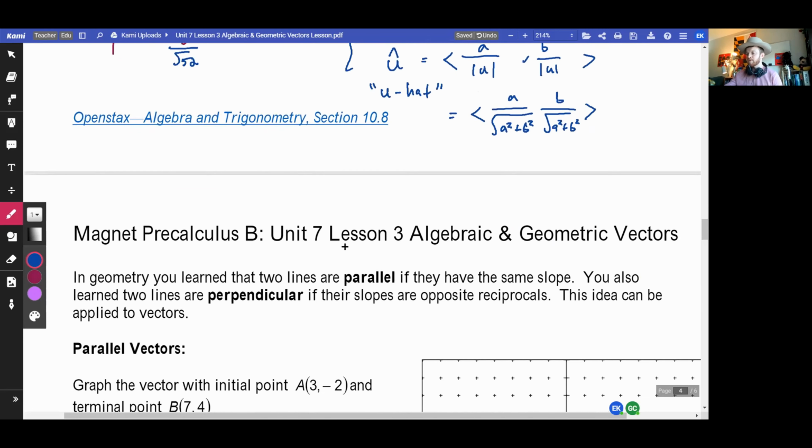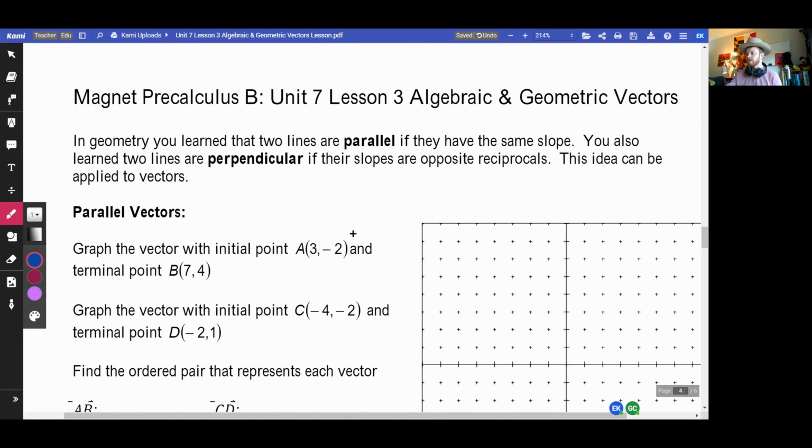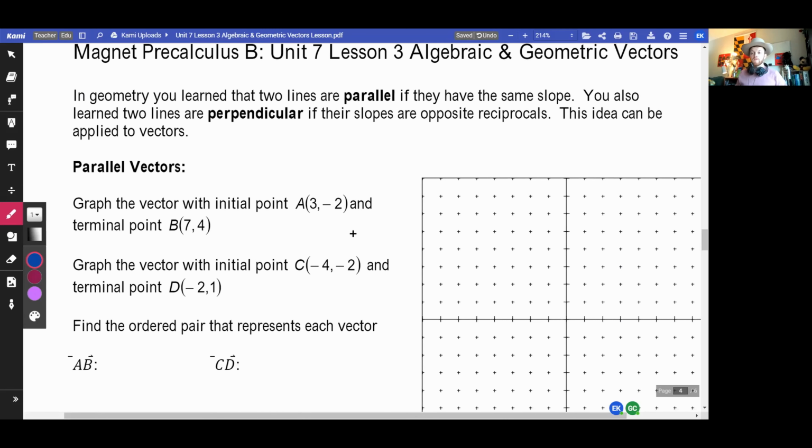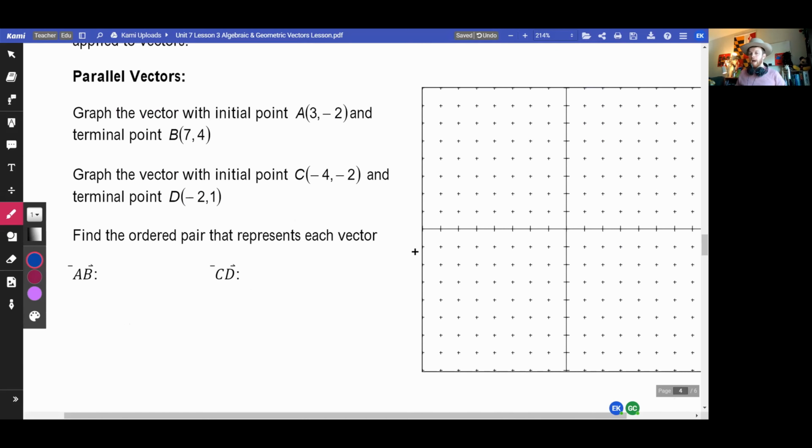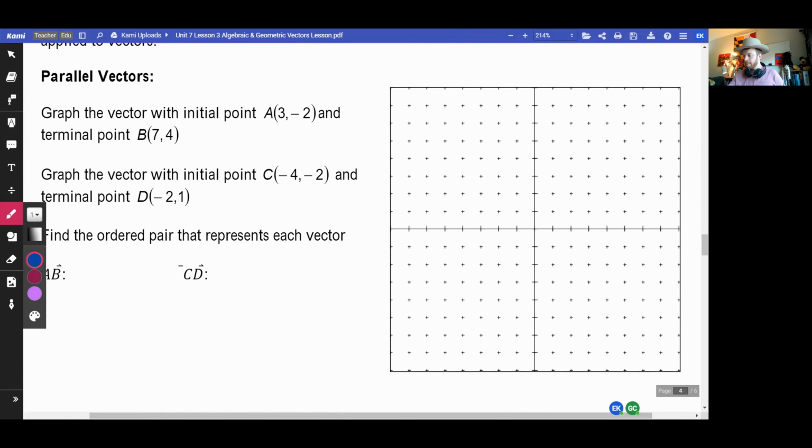Okay. Let's proceed. We're knocking out a lot of the basics of vectors today, everyone. All right. We already talked about parallel vectors a little bit. Graph the vector with initial point 3, -2 and terminal point 7, 4. How about you do that and I'll graph the second one. -4, -2, -2, 1. -4. 7 is such a big number. 7 is? Yep. -2, 1. Terminal point. Yeah. C, D.